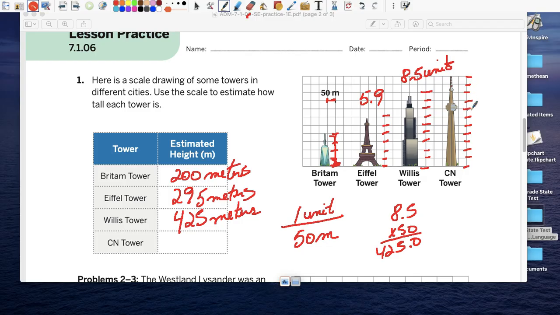9, 10, 11. So you can go by 50: 0, 50, 100, 150, 200, 250. You can do that, or just count the total number of units. So 1, 2, 3, 4, 5, 6, 7, 8, 9, 10, 11. It's 11 units tall. And if you multiply that by 50, we get 550 meters. So that's scale. The scale is comparing the distance on the grid, and it's saying that this distance on the grid is equal to 50 meters in real life.